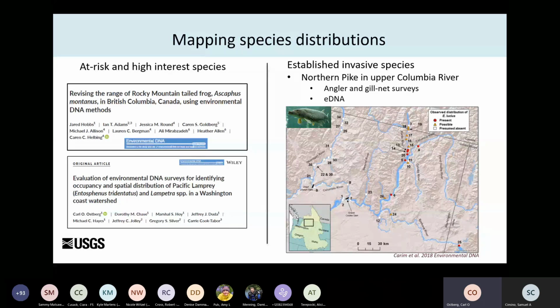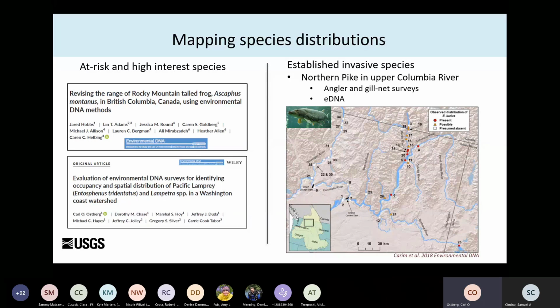This figure represents the observed distribution of northern pike based on angler and gillnet surveys. The red circles indicate sites where northern pike are present. The orange triangles are sites where the northern pike could possibly be present, but they're not sure, based on proximity to the sites where they're present. And then these white squares are sites where northern pike have not been observed through angling and gill netting studies.